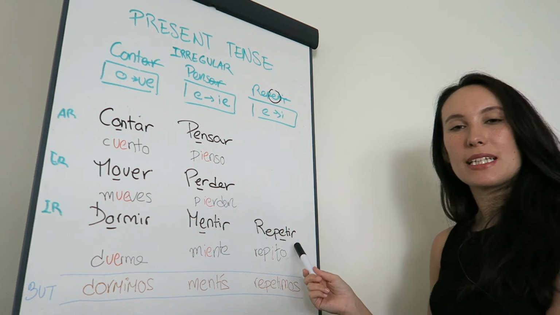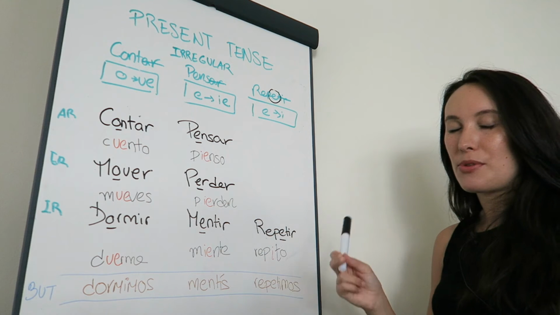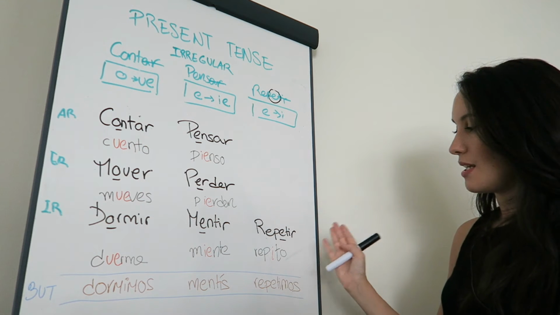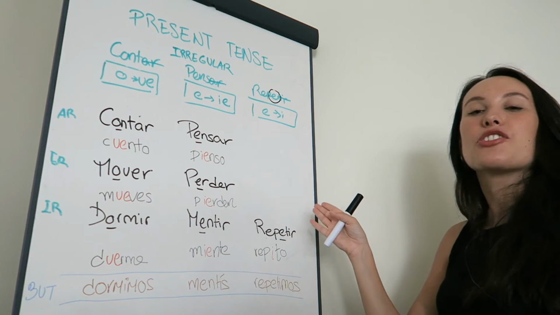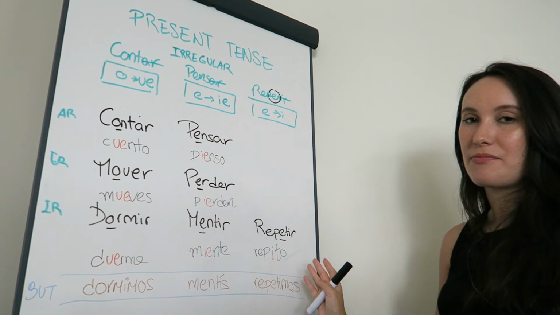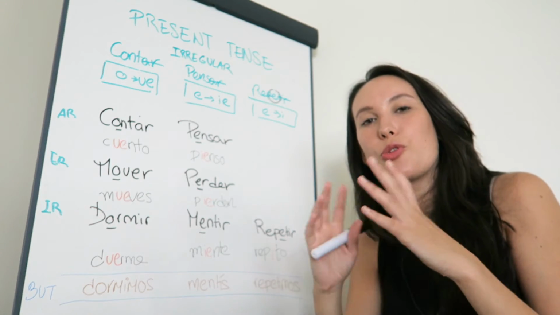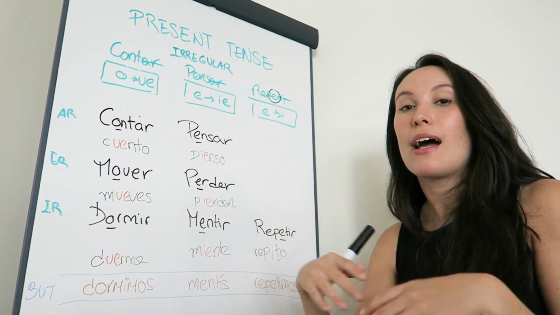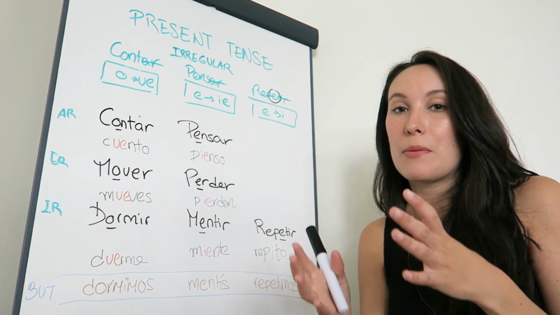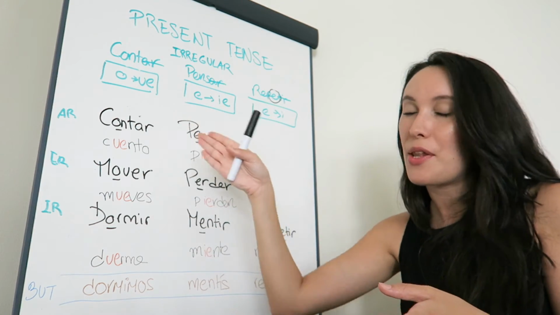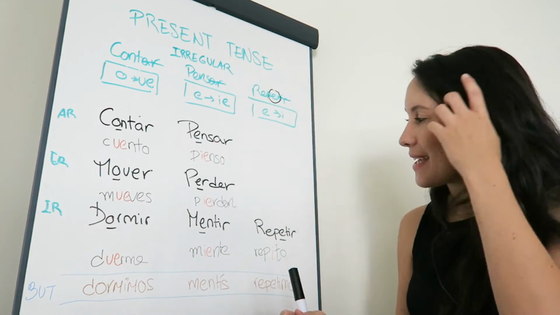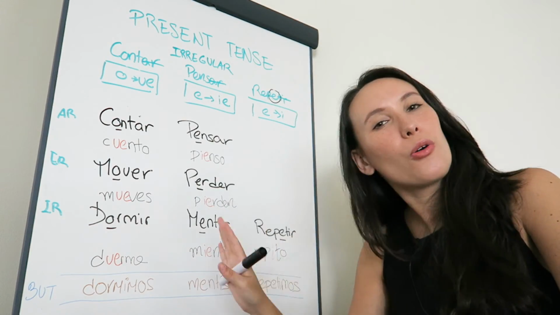And in repetir, I am saying I repeat, so I choose the O again to put at the end and I change that E for an I. So basically I do the normal changes in present tense, which is taking out the ending, adding the ending from the grid. But apart from that, I take that vowel in the middle and I change it appropriately. Okay, now this is almost all you need to know.